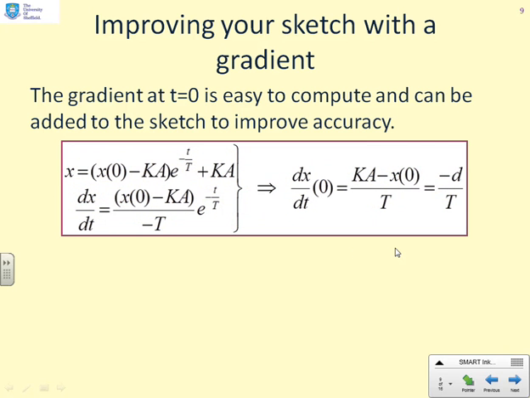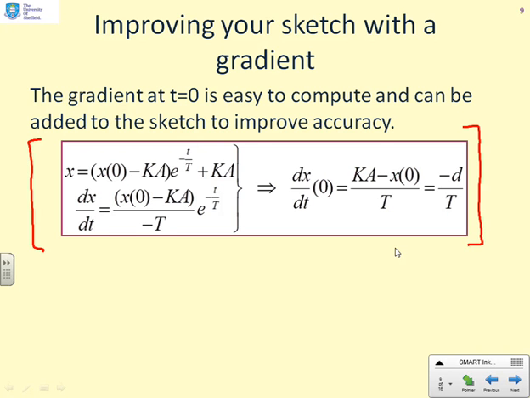What I'm going to do is take the original analytic solution here on the left, x equals x of 0 minus ka, e to the minus t over capital T, plus ka. I'm going to differentiate it because that will tell me the gradient. So dx/dt equals x of 0 minus ka over minus T, e to the minus t over T. And finally, I'm going to evaluate this at time t equals 0. And what do you notice? It's minus d over T. And this is interesting because d, of course, was the distance from the initial condition to the steady state.